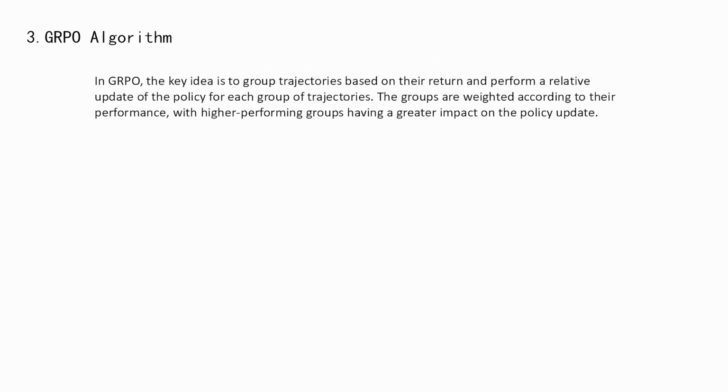GRPO algorithm. In GRPO, the key idea is to group trajectories based on their return and perform a relative update of the policy for each group of trajectories. The groups are weighted according to their performance, with higher performing groups having a greater impact on the policy update. Steps of the GRPO algorithm.